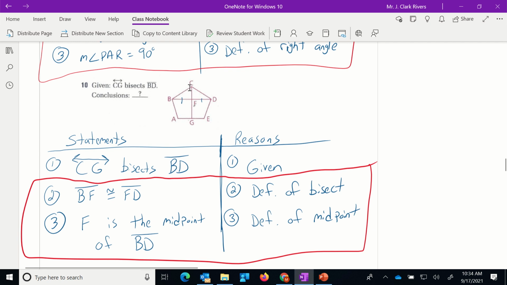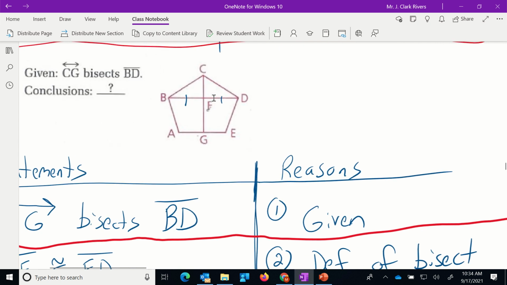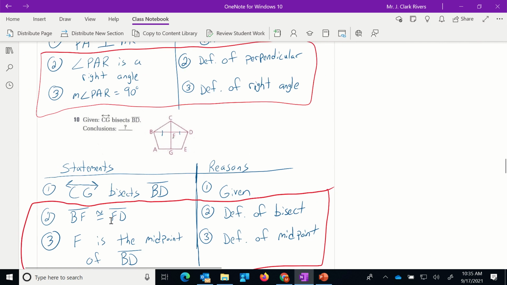So CG, which is right here, bisects BD. There's BD. Well, if BD is bisected, we know that BF has to be congruent to FD. That was my first reason. BF is congruent to FD. That's the definition of bisect.